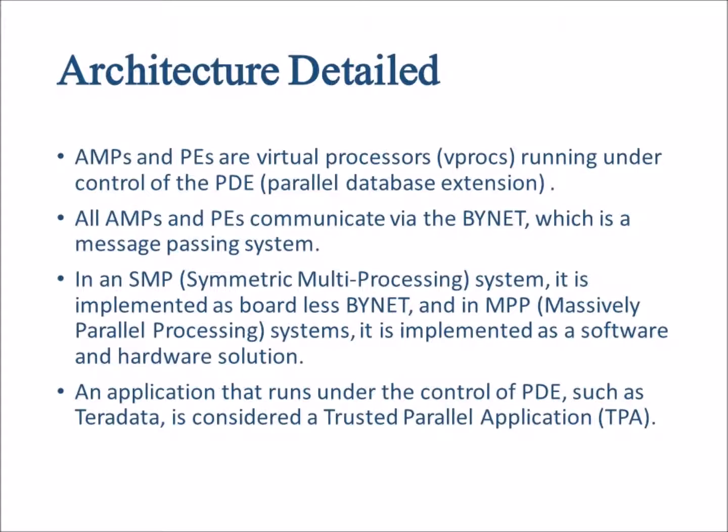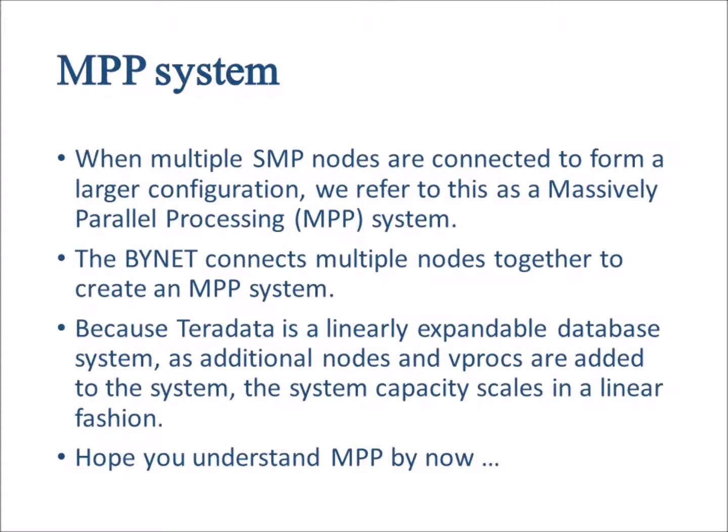BYNET gives the provision of combining multiple nodes to communicate with each other. Parallel Database Extension actually controls message activity, while BYNET handles the message queuing and the flow control. So when we combine multiple nodes as a Teradata architecture, we call it MPP, or massively parallel processing. Hence, we can say SMP arises from a single node, whereas when we have multiple nodes connected by means of BYNET, it gives rise to an MPP system, which is the main unit of Teradata.